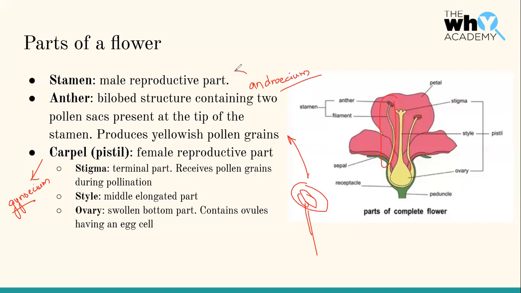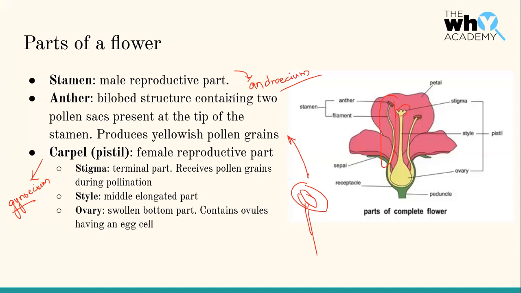This is the female reproductive part. It has three components, like the stamen has anther and filament. Filament is not mentioned here because it's just a stalk. It doesn't really have any other function, so even if you don't remember, it's okay. Gynoecium has three parts: stigma, style, and ovary. You can remember SSO or SOS, anything.